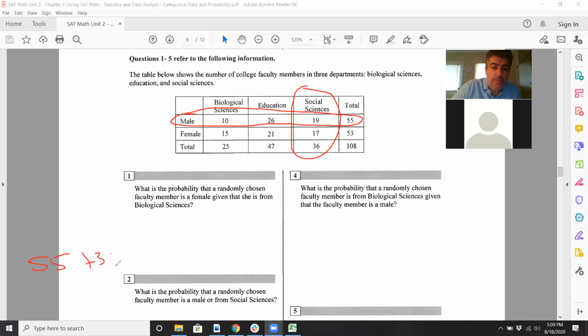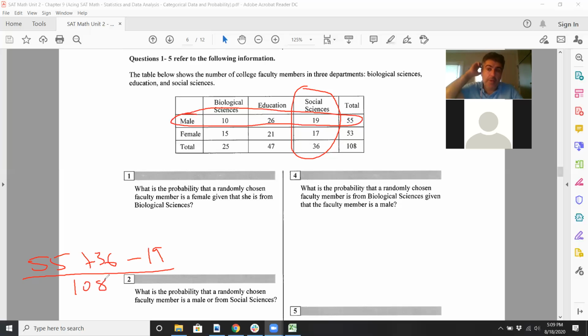36. However, there's an overlap, right? This is why it's a little tricky. There are 19 who did both. And now that 19 has been double counted, right? Because that 19 was counted in the first group and also counted in the second group. So you're going to have to subtract 19. And because you're just finding this probability for this whole survey, you divide by 108.